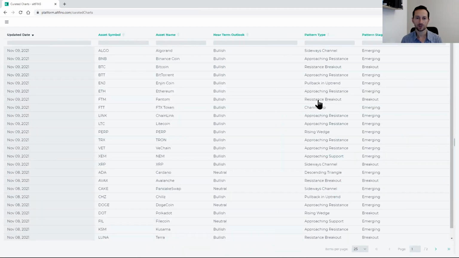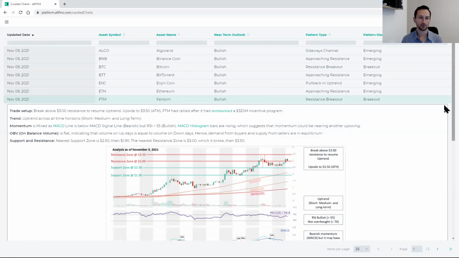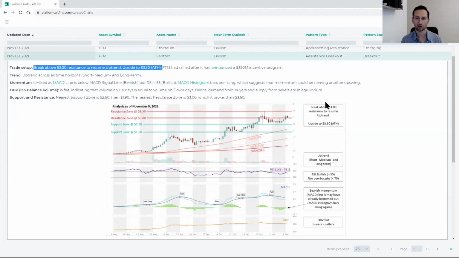Another one here, resistance breakout, Phantom. All right. And you can look at the write-up, what we think about it, what is the next potential upside to. So here it's a break above the $3 level and likely to reach 350, which is an all-time high. And you look at the chart and see what we indicate, perhaps what the pattern is, or what the MACD is doing, RSI and volume and so on.